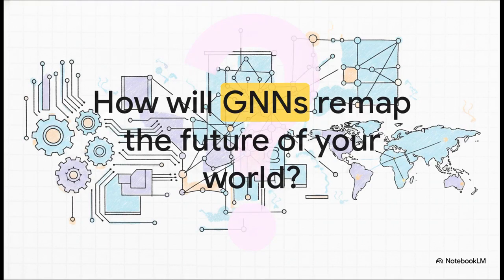So as we continue to unlock all these hidden connections in the data all around us, combining symbolic reasoning with incredible data-driven deep learning, I want to leave you with this final thought. As these systems get smarter and more integrated, how will these invisible networks, these graph neural networks, remap the future of your world?